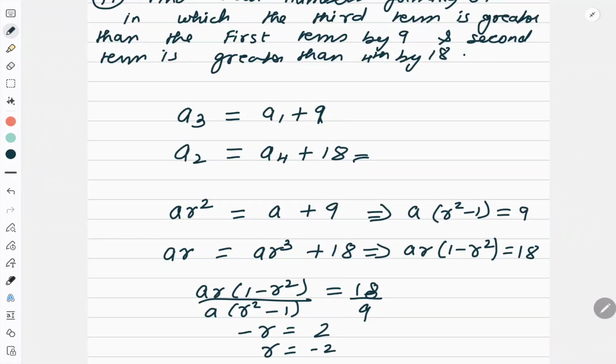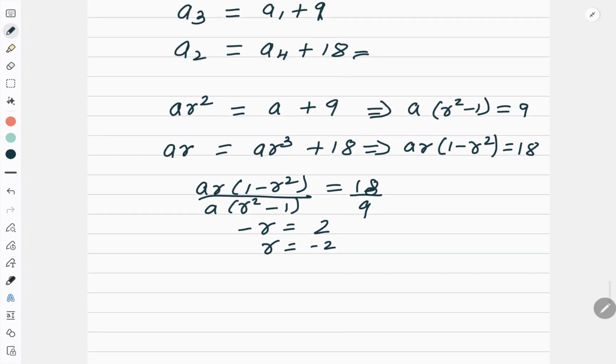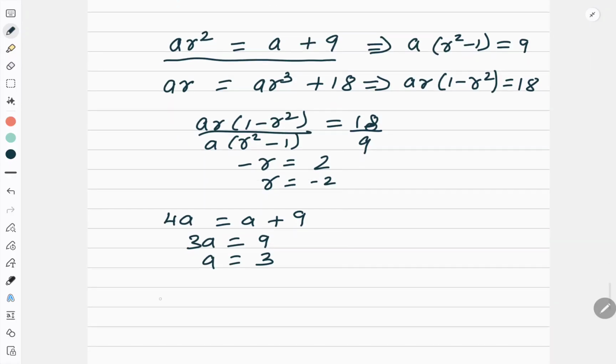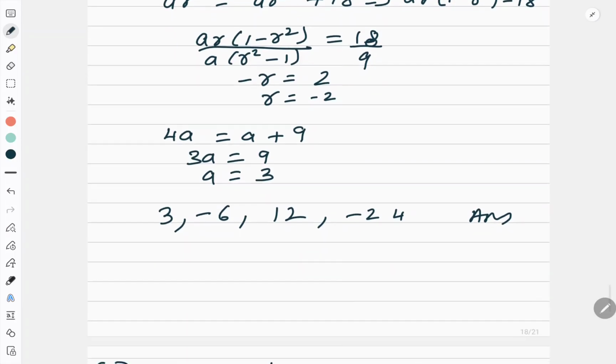So R is equal to minus 2. Now if R is equal to minus 2 and I substitute here, what will I get? 4A is equal to A plus 9. So 3A is equal to 9. So A is equal to 3. Now what are the four terms? First term will be 3, second term will be minus 6, third term will be 12 and fourth term will be minus 24. Answer. So read the question properly and then definitely you will get the answer.